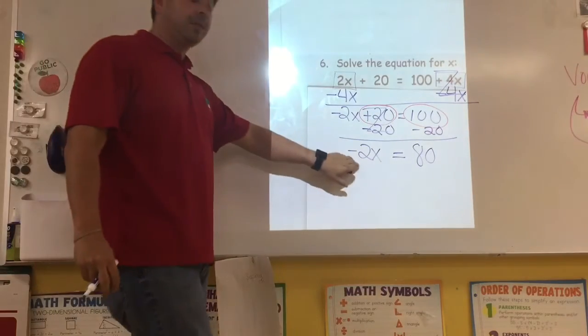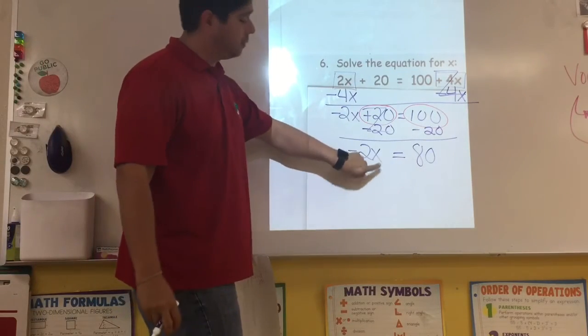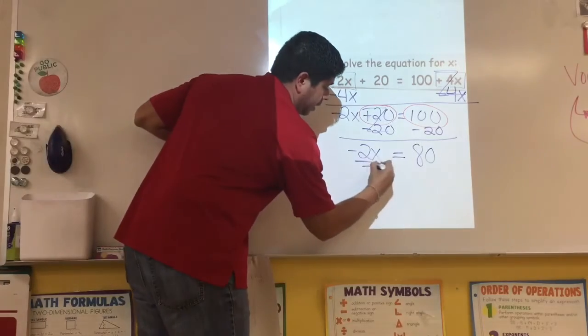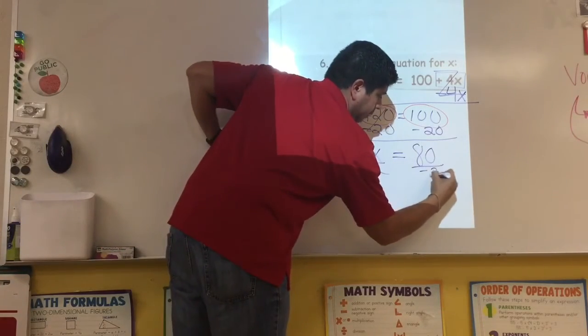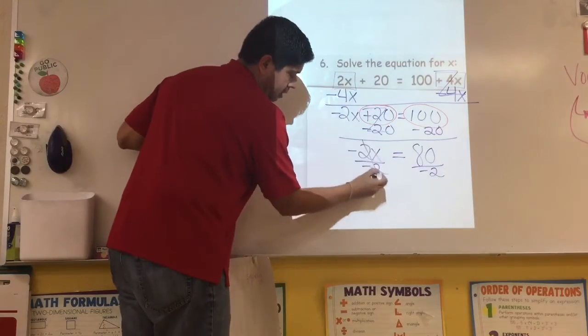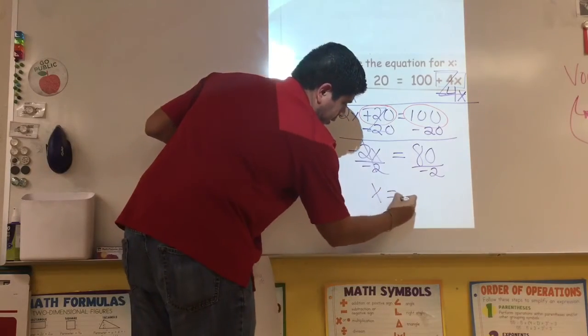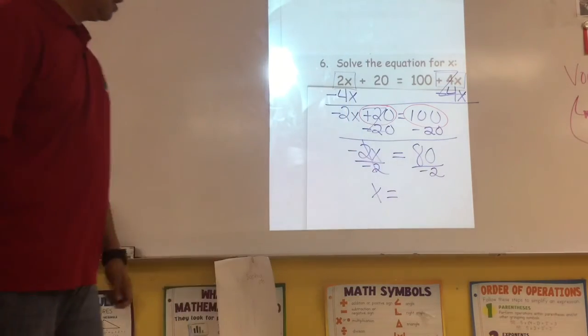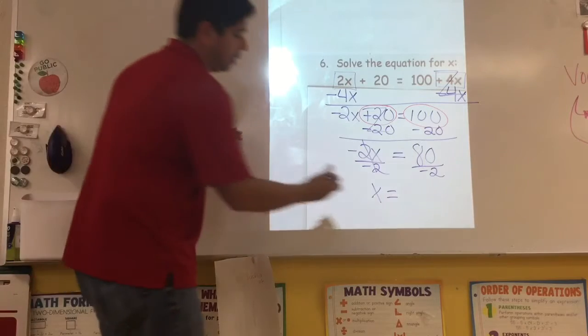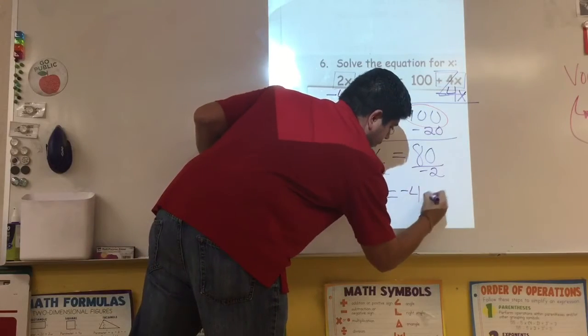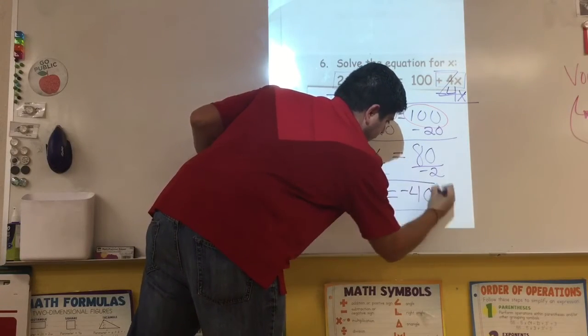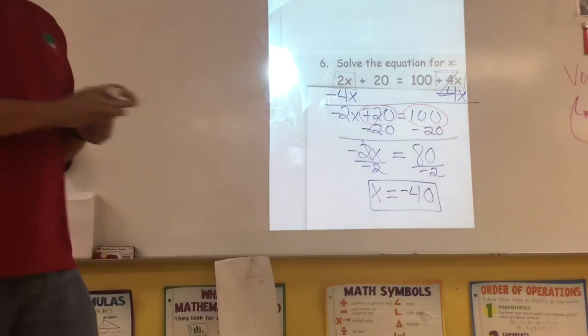Now, once I'm at my last step, I can just divide by the coefficient that's in front of the variable. So divide by negative 2, divide by negative 2. This makes 1, x equals, and then 80 divided by negative 2 is my last step. So that's going to be negative 40. That's my answer.